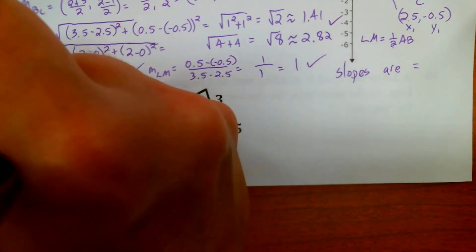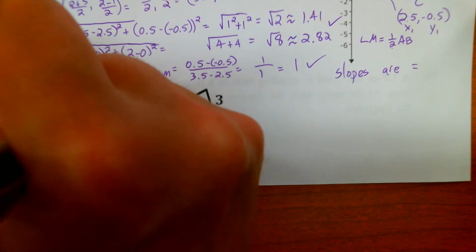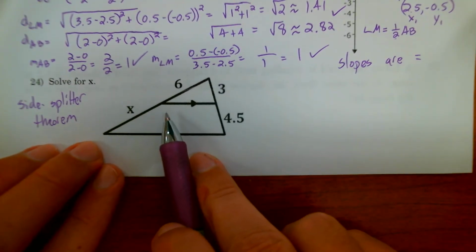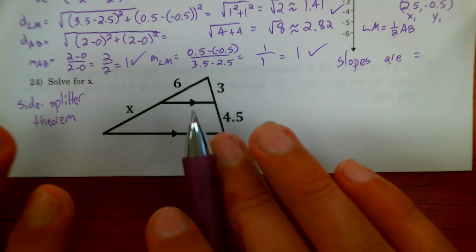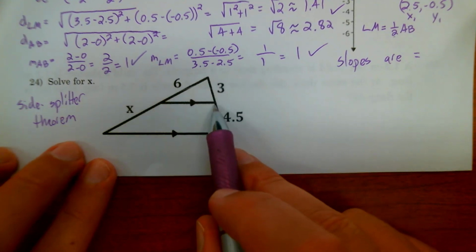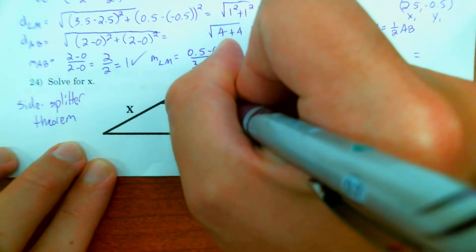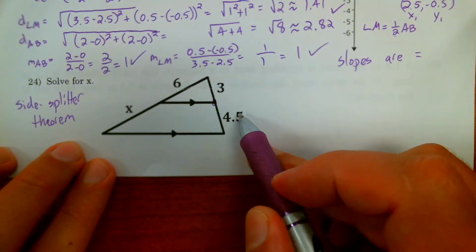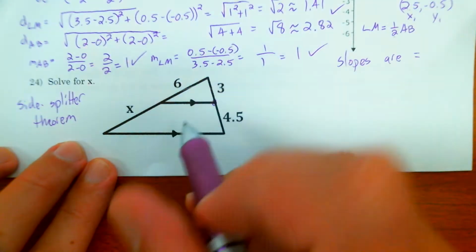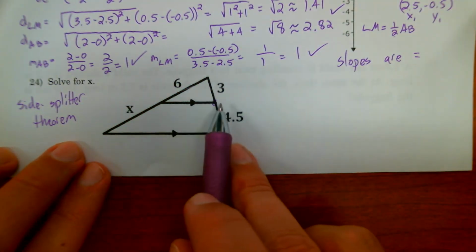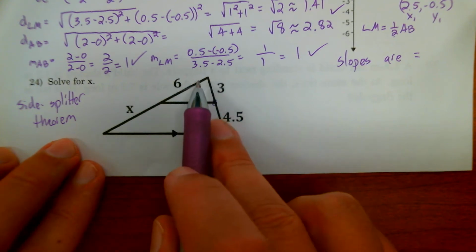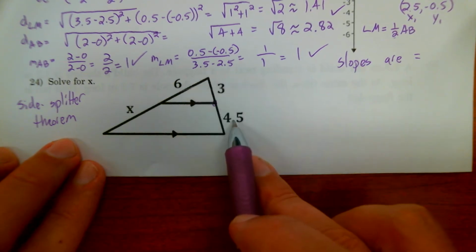Side splitter theorem. It says that if I have a line that's parallel, and this doesn't have to be a mid-segment. Obviously, it's not the mid-segment because 3 is not congruent to 4. This is just any line that's parallel to the base that divides the triangle such that the ratio of these two sides are proportional.